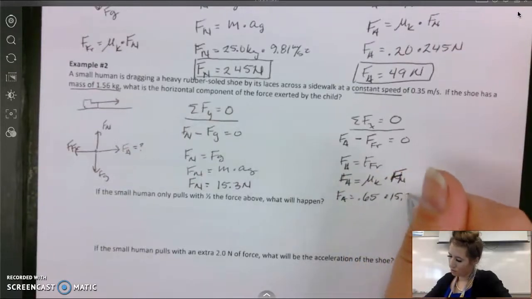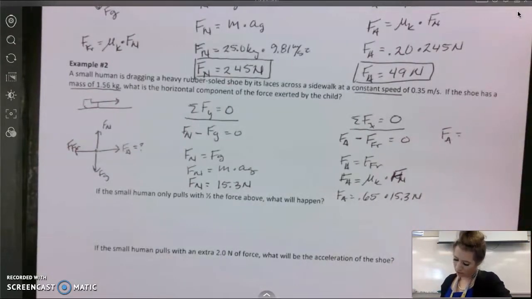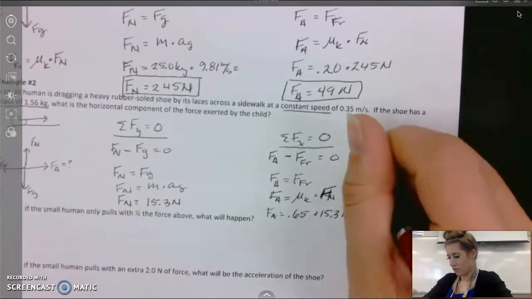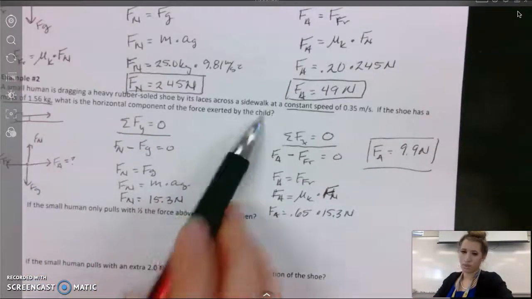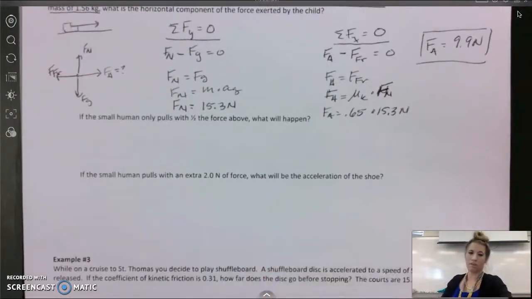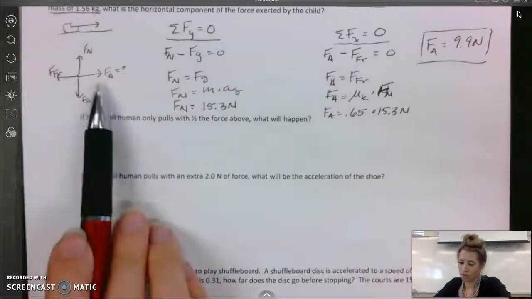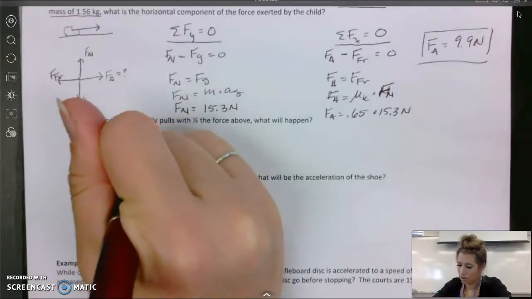multiplied by 15.3 newtons. So this force applied is 0.65 times 15.3, which is 9.9 newtons. Okay, we figured out the horizontal component of the force exerted by the child. Now, if the small human only pulled with half the force above, what will happen? If we're only dealing with half this force, that would be half as much, right? So everything else would look the same.